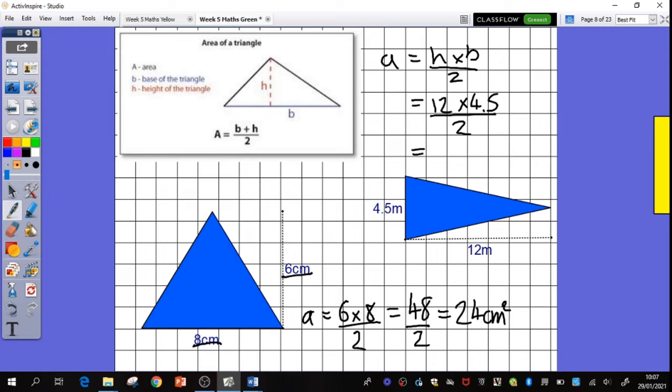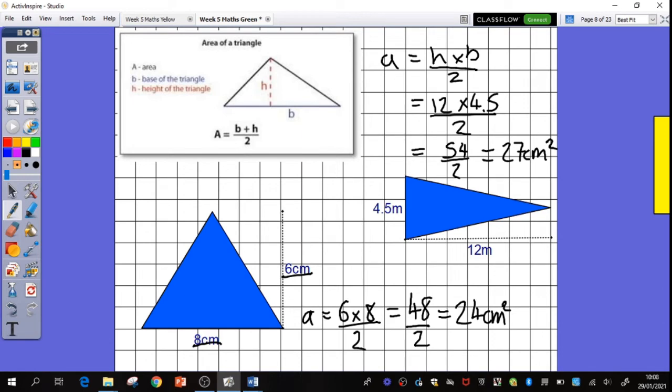So I know that 4.5 times 12 is 54. Work that out however you need to work that out. You can do 12 times 4, then you can do 12 halved, because 0.5 is a half, so that would be 6. Add together, get you 54. You can use a column method. Just remember, take the decimal point out, add it back in afterwards. It's completely up to you, however you want to do that one. So 54 divided by 2, 27 centimetres squared.